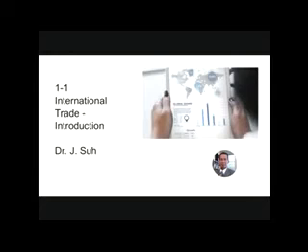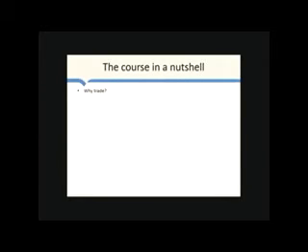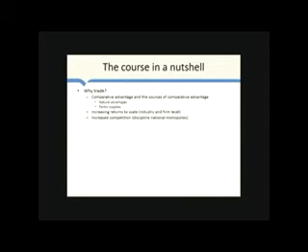Here's the course in a nutshell, beginning with the basic question, why trade? We'll look at comparative advantage and the sources of comparative advantage, both natural advantages and factor supplies, which brings us, of course, to the Heckscher-Ohlin model.